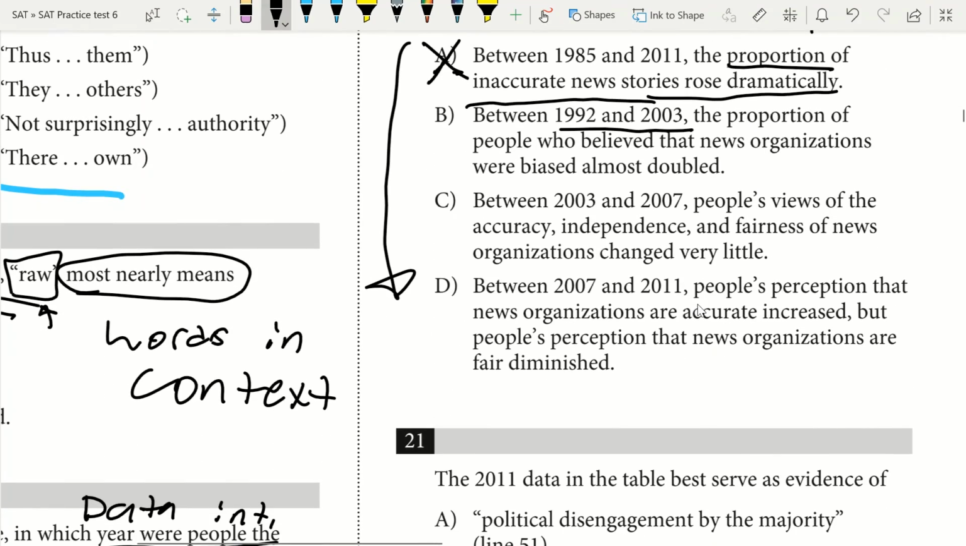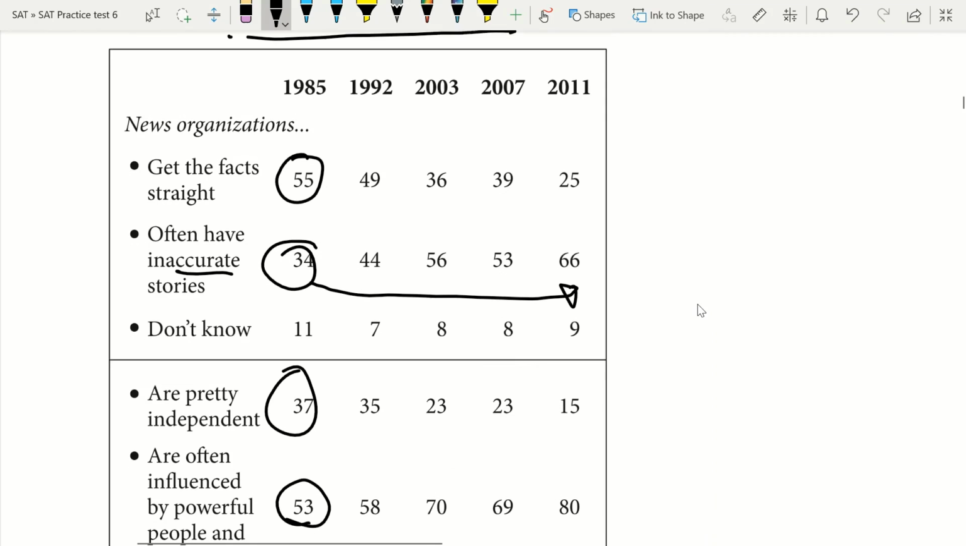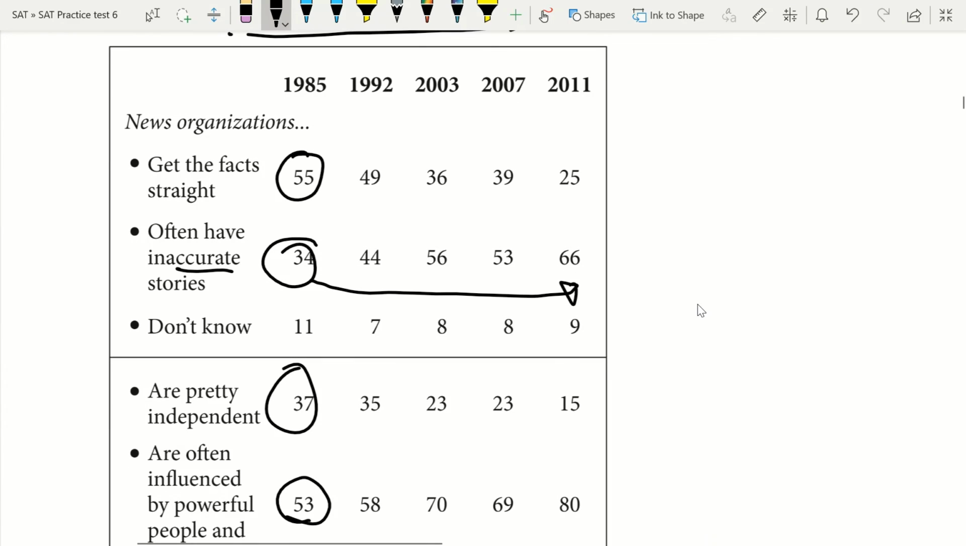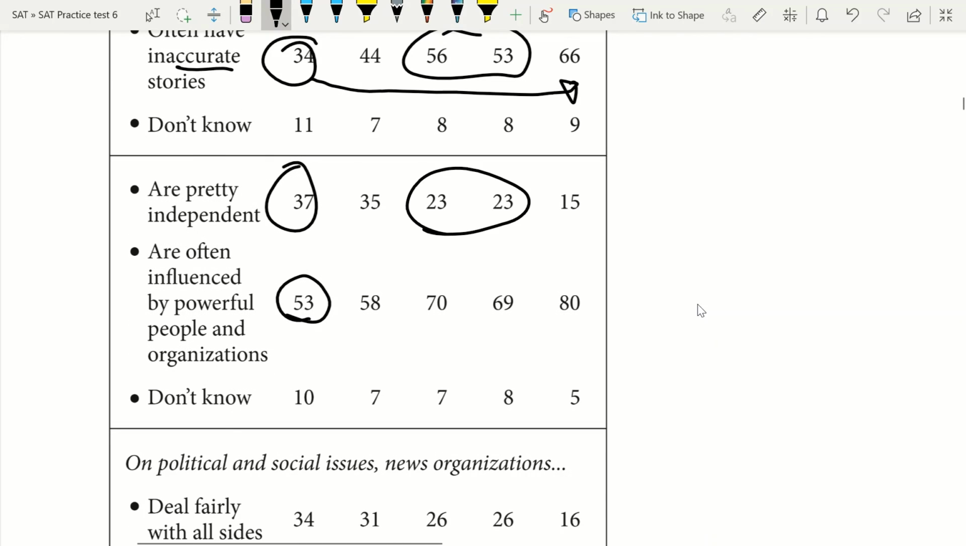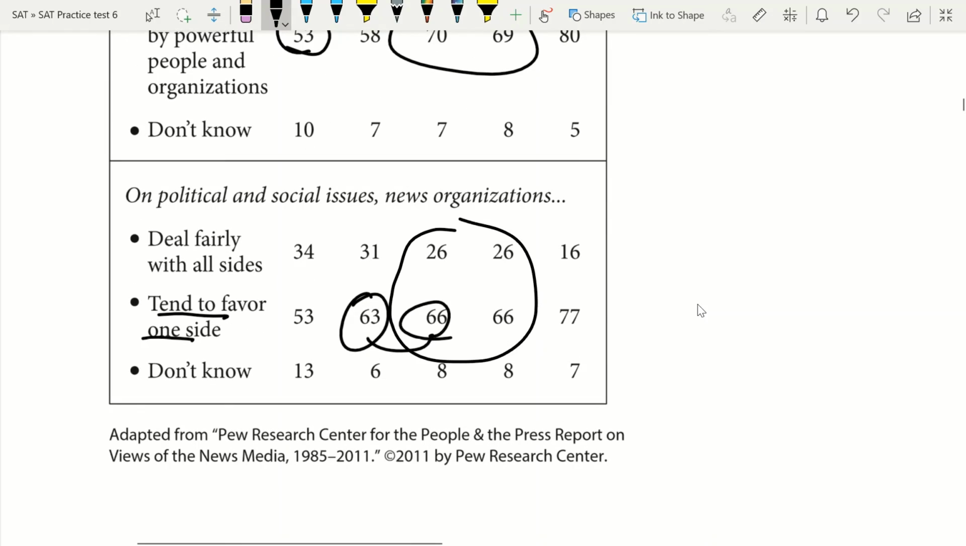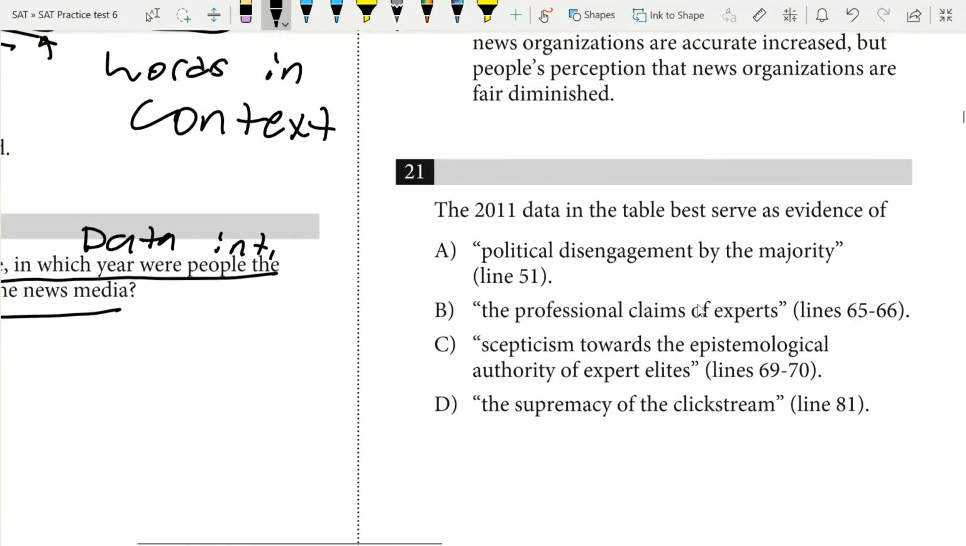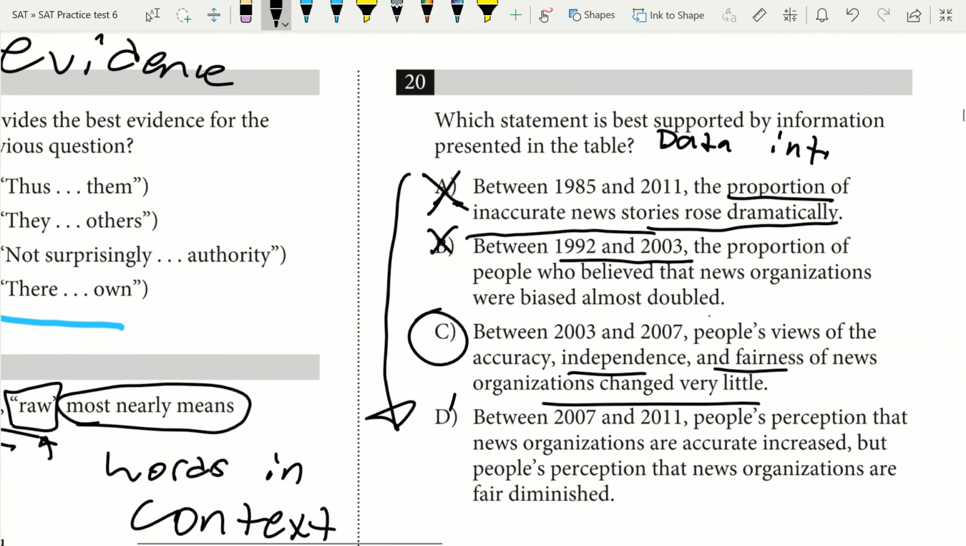All right, what about C? Between 2003 and 2007, people's views of the accuracy, independence, and fairness of news organizations changed very little. Let's go take a look at 2003, accuracy and fairness. Accuracy would be getting the facts straight. We see that there's only a 3% change, also only a 3% change here. Independence, very, very little change here as well. And then little change down here. There's no change between these. So yes, there is very, very little change between 2003 and 2007. C would have to be our correct answer for question 20. All right, so 20 is going to have to be C.